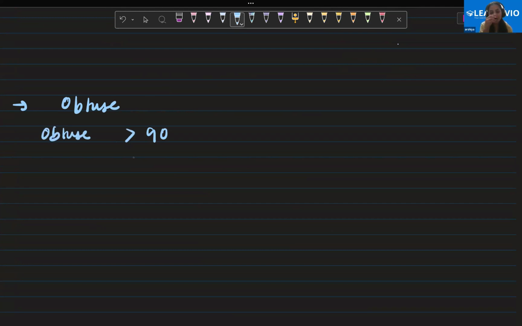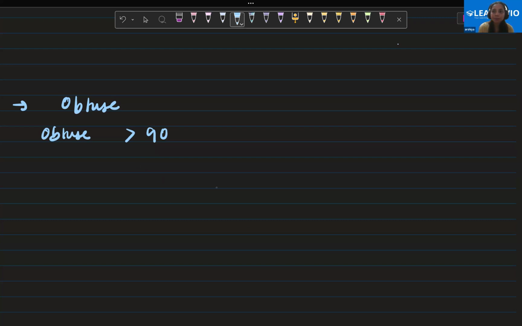So all three sides are greater than 90? No, that won't be possible. Only one angle will be obtuse. I was saying only one angle will be obtuse.